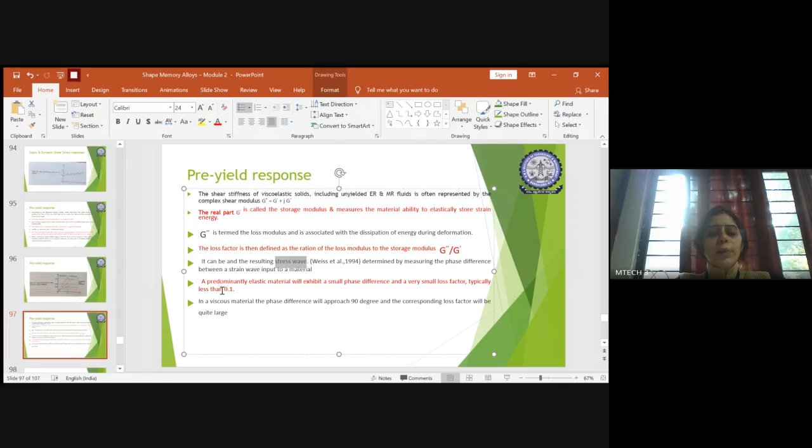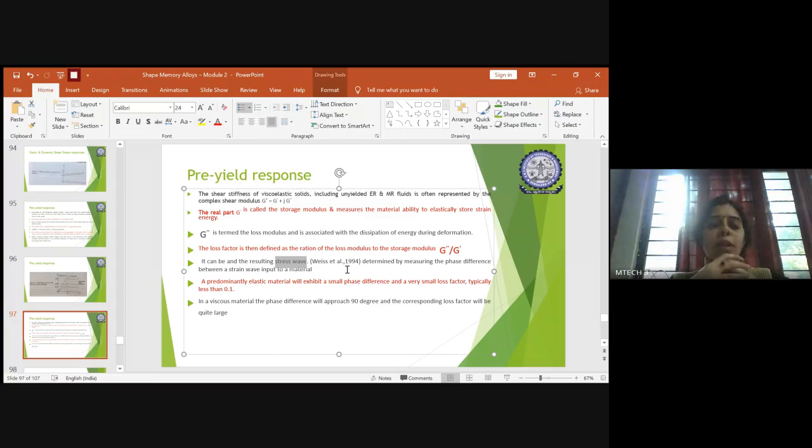It was told that predominantly elastic material, so all the elastic material here, either ER or MR fluid, will exhibit a very small phase difference and a very small loss factor, typically less than 1. So this is a method to evaluate the loss factor. They get the result in the form of stress wave. To get it, they have to measure the phase difference occurring between a given strain wave input to a material. When you apply a load to the material, what is the amount of strain induced in the body? Based on the effect of the strain, the wave input will be displayed, and this helps to evaluate the loss factor associated with it.